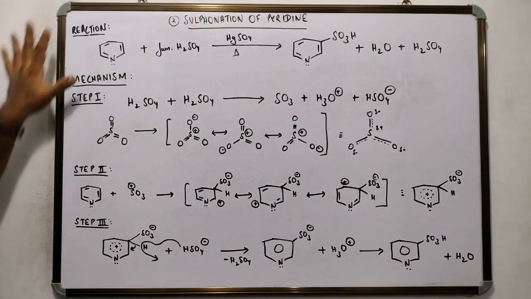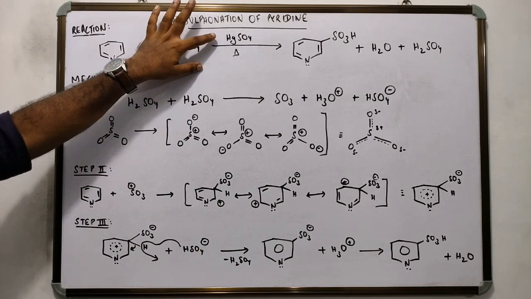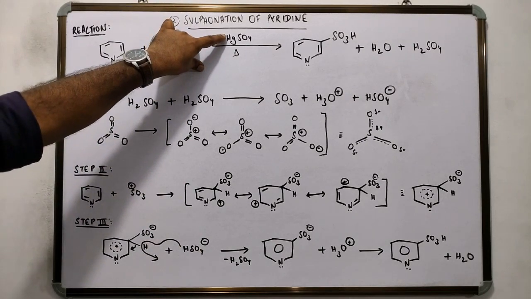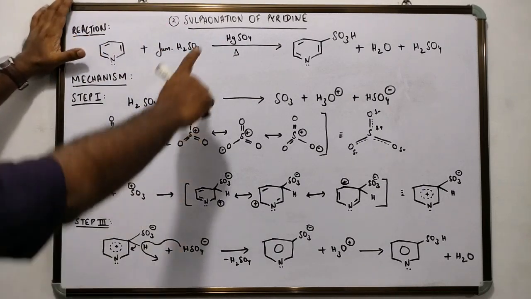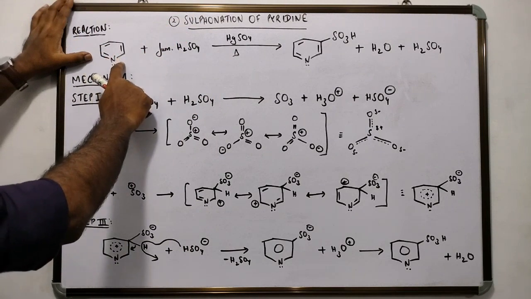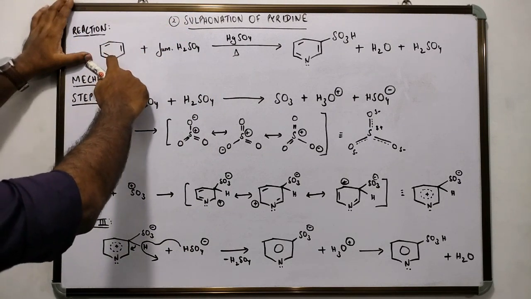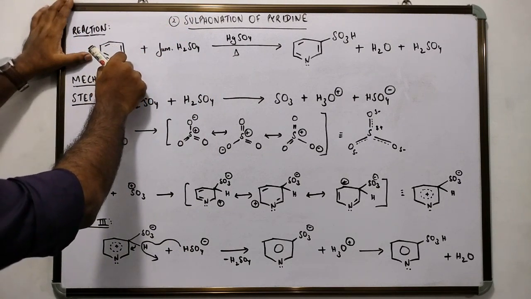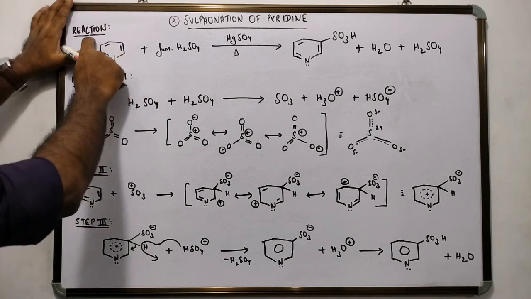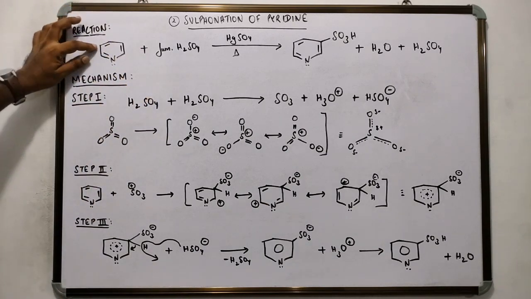In the reaction of sulfonation of pyridine, we use the catalyst mercuric sulfate. Nitrogen is electronegative. It pulls an electron pair of the pyridine ring. Thus, causing great electron deficiency in the pyridine ring.